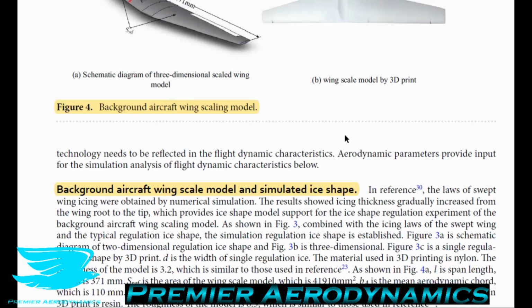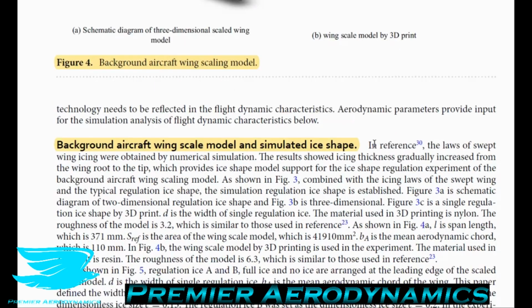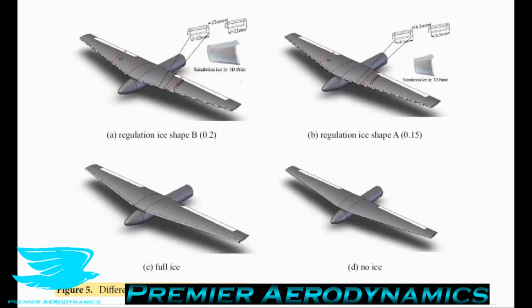So let's talk about the background: the aircraft wing scale model and simulated ice shapes. They have a bunch of different configurations with different ice built up on it. First of all, they have no ice whatsoever. Then they have the full ice leading edge, so along the entire leading edge. Then they have one called ice shape B and ice shape A, and we'll get into what the geometries are in a second. They're simulated by 3D printing, so they're not actually real ice. They just 3D printed these ice patterns and stuck them on the leading edge, which is good enough.